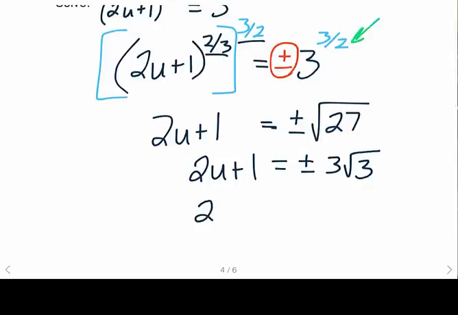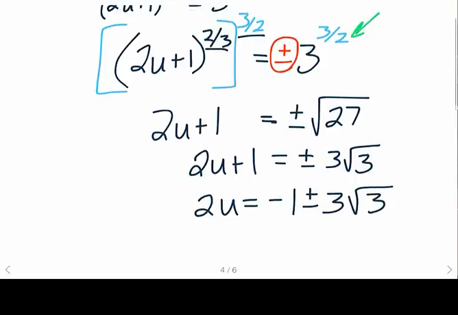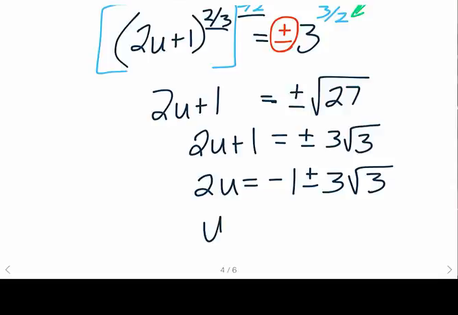Then subtract 1 from both sides. We get 2u. I'm going to put the -1 first, kind of like something that would look like we got it out of the quadratic formula. -1 plus or minus 3 times the square root of 3. And since this is not a complex answer, it's okay to go ahead and write this as u equals -1 plus or minus 3 times the square root of 3 all over 2.